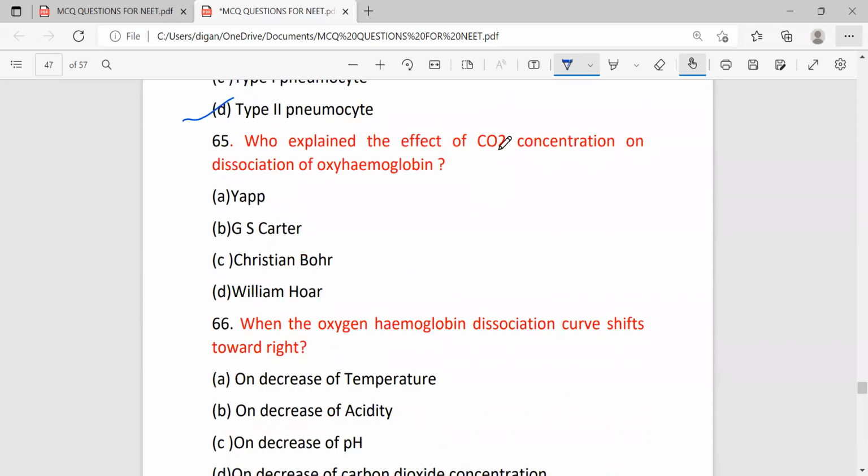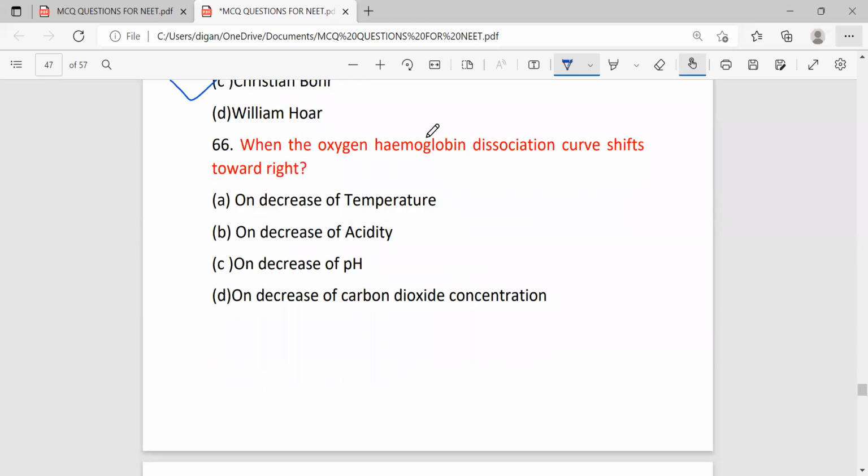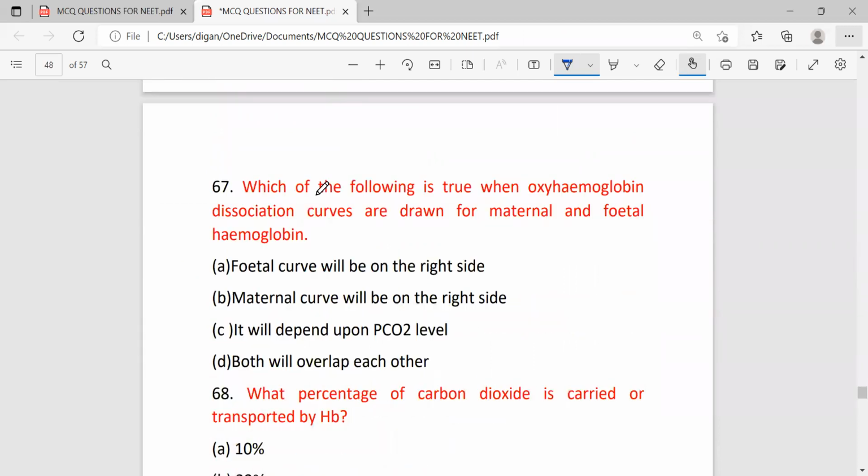Who explained the effect of carbon dioxide concentration on dissociation of oxyhemoglobin? For 65, the correct option is D. When the oxyhemoglobin dissociation curve shifts towards the right, for 66, the correct option is C, on decrease of pH. For 67, which of the following is true when oxyhemoglobin dissociation curves are drawn for maternal and fetal hemoglobin? The correct option is B, maternal curve will be on the right side.